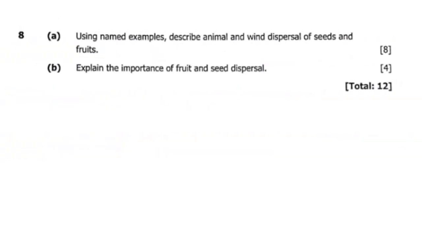Question number 8. A. Using named examples, describe animal and wind dispersal of seeds and fruits. B. Explain the importance of fruit and seed dispersal. 12 marks in total.